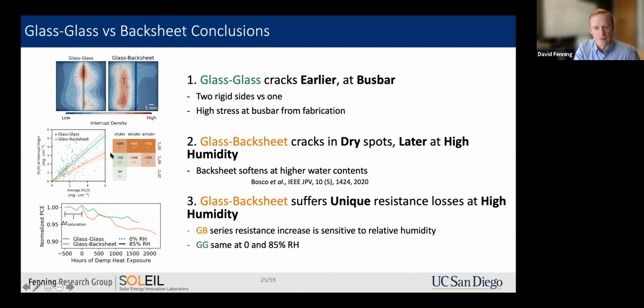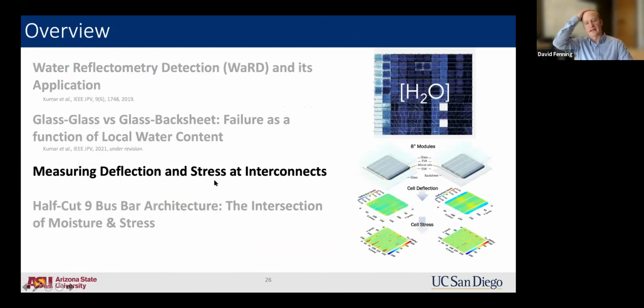Interestingly, the glass backsheet cracked earlier in drier environments, which is consistent with some recent environmental studies of the modulus of encapsulants by Nick Bosco and colleagues, showing that the backsheet and EVAs will soften at higher water contents, the backsheet especially. So the glass backsheet is rather more flexible in higher humidities, but the glass backsheet suffers a unique backside series resistance loss at these higher humidities as well. So we want to choose carefully depending upon the environment where our module may be deployed. So it's an example of how we're applying this local water imaging.